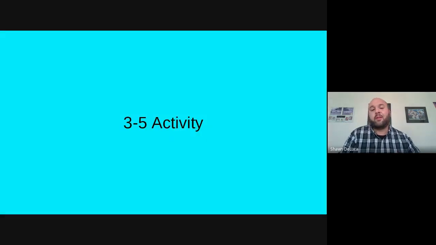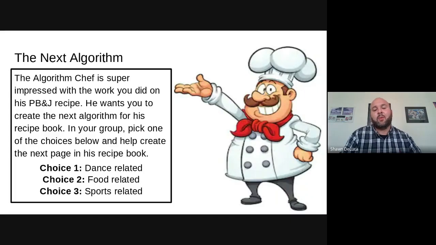For your 3 through 5 activity, you're going to be working in your breakout rooms. You can create something dance related, something food related, or something sports related. So if you have a group of students that are all into sports, let's teach everybody how to do the perfect dunk in basketball. Let's talk about how to kick a soccer ball with a curve to it. My dad has a really good recipe on how to make pasta. Let's share that. Or have you guys been watching TikTok lately? Let's teach everybody this really fun dance.